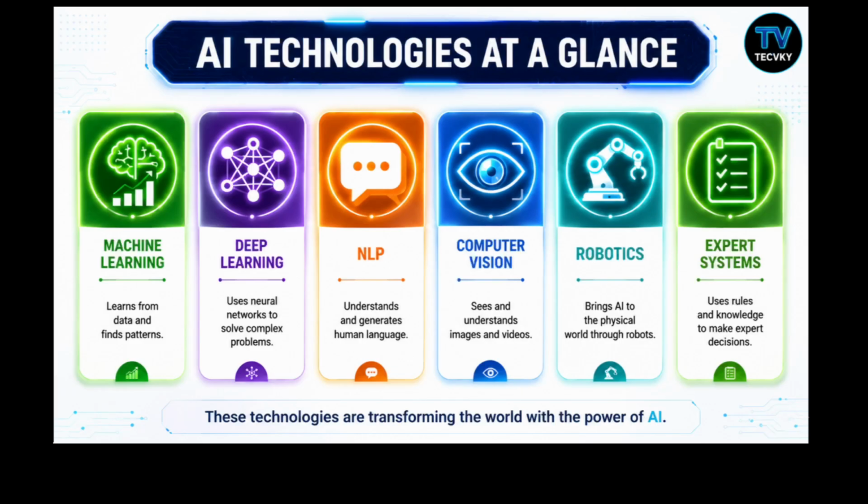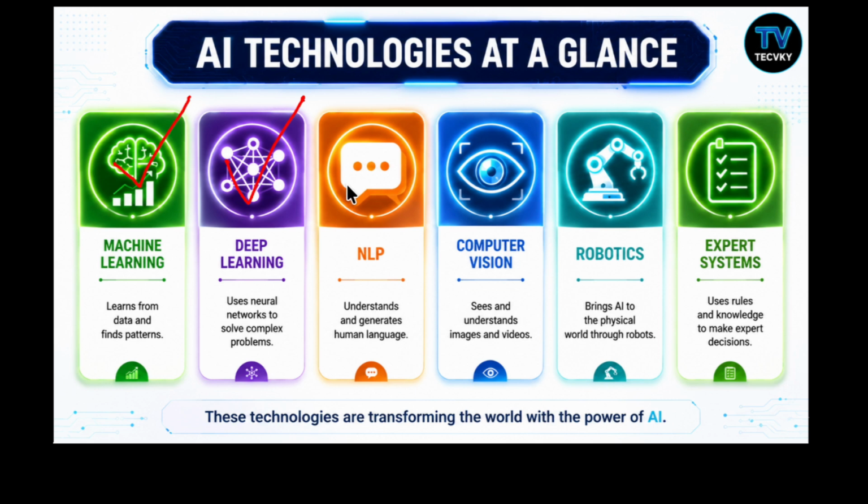Let's conclude by reviewing all the technologies which we have learned. Machine learning enables computers to learn from data and improve with experience. The more quality data it receives, the smarter and more accurate it becomes. Deep learning takes machine learning a step further by learning complex patterns automatically. It's the technology behind many of today's most advanced AI breakthroughs, including ChatGPT and self-driving cars.